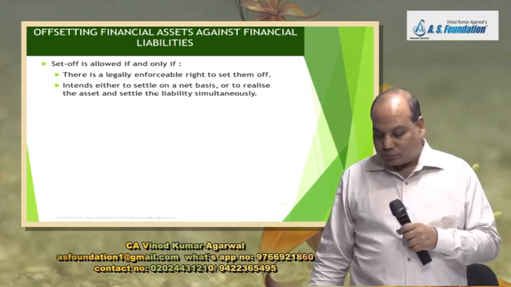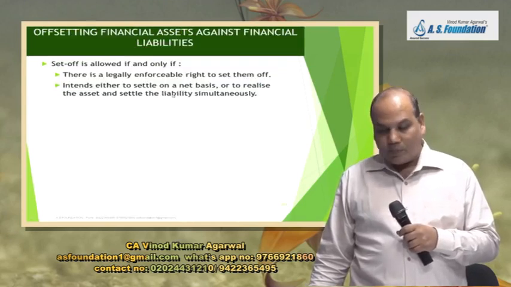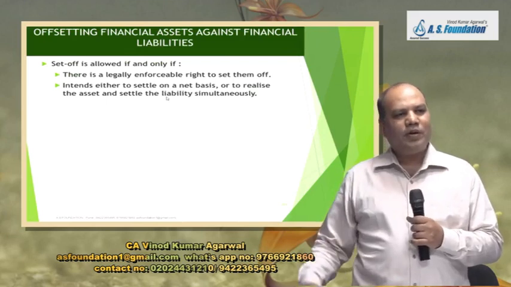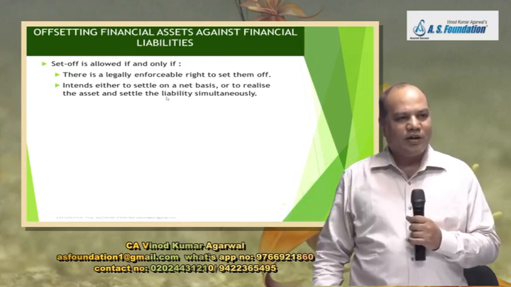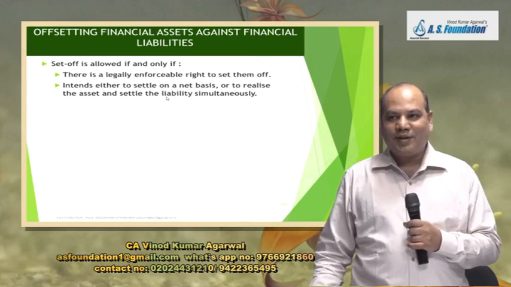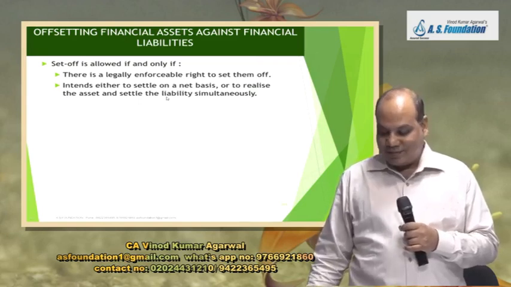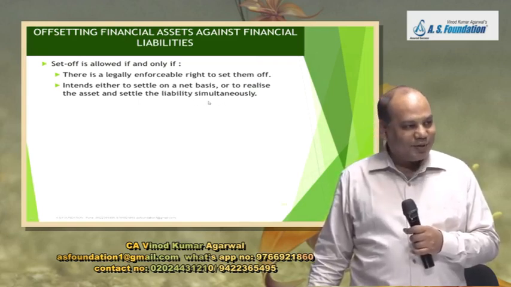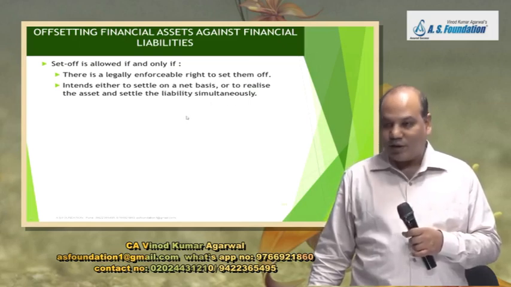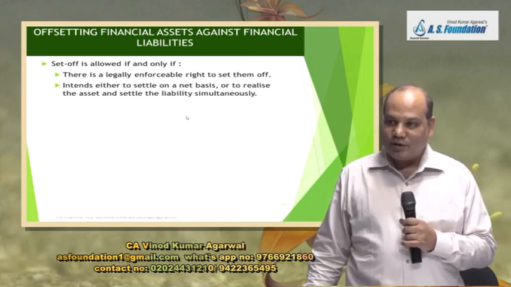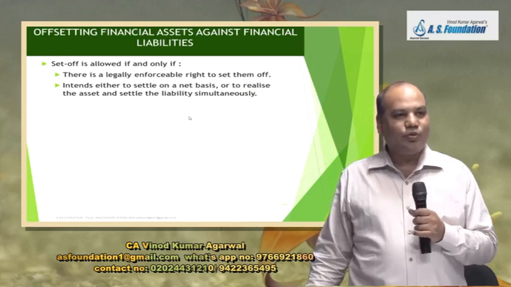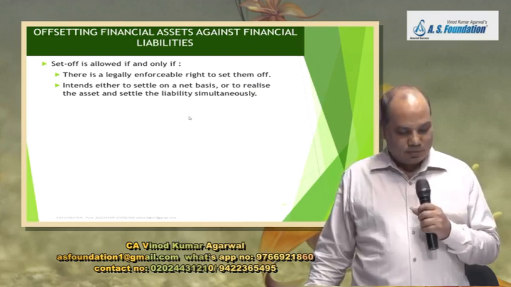But suppose we don't pay at the same point of time. I pay much early, he pays much later, or vice versa. In that case, we are not intending to settle on a net basis and we are not realizing the asset and liability simultaneously either. Then the two amounts will be shown separately. Is it right?